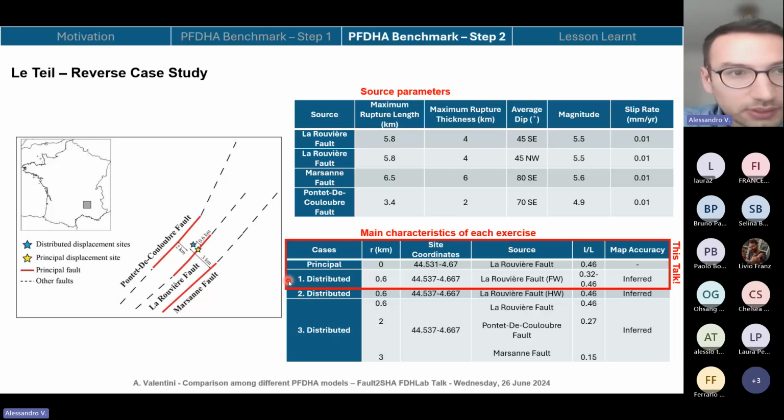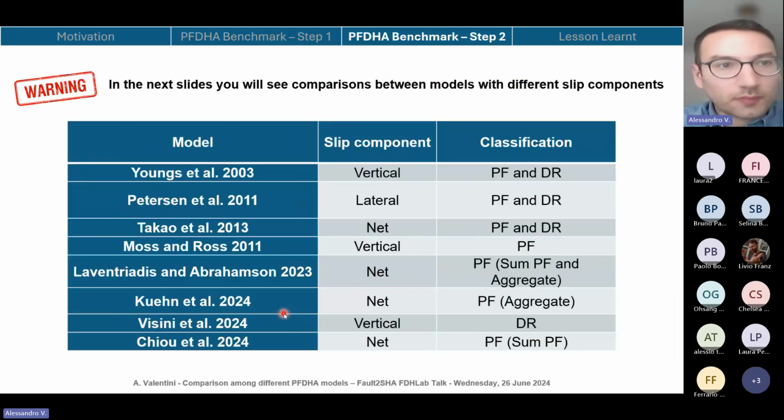Okay, I think I've said everything about the three cases, and just some warning before showing you the results. In the next slide I will show the comparison for the three cases, but you have to keep in mind that the models I'm going to show you are made with different databases, and sometimes the database allows the modelers to build the empirical regression for a different slip component. As you can read from the table, some models can predict the vertical component of the slip, some the lateral, some the net. So when we compare the different PFDHA models, the comparison is not straightforward because you have to take care of the slip component.